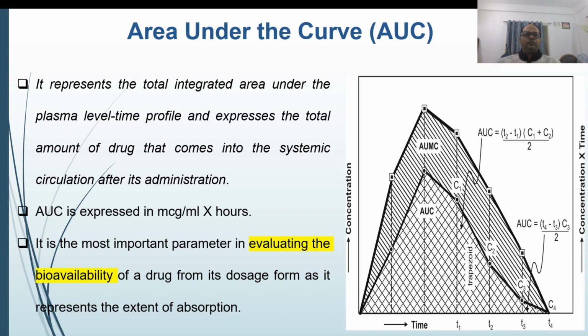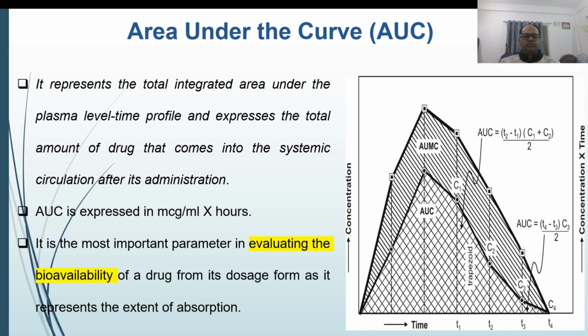Then coming to the most important parameter, that is area under curve. So it is the total integrated area under the plasma level time profile, which expresses the total amount of drug that comes to the systemic circulation after its administration. Area under curve is expressed in microgram per ml into hour, microgram per ml into hours. It is the most important parameter in evaluating the bioavailability of the drug.